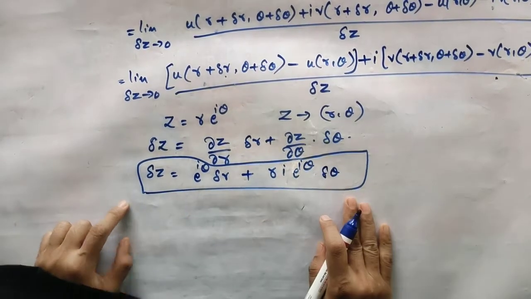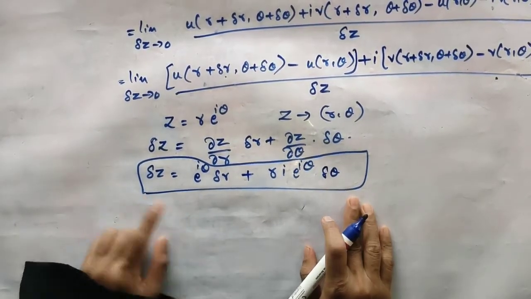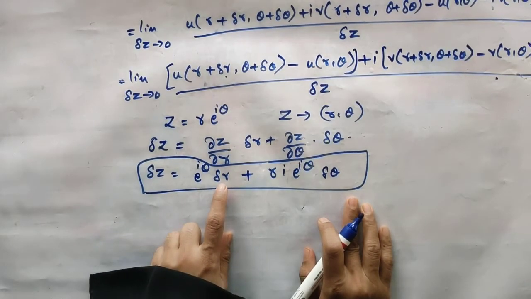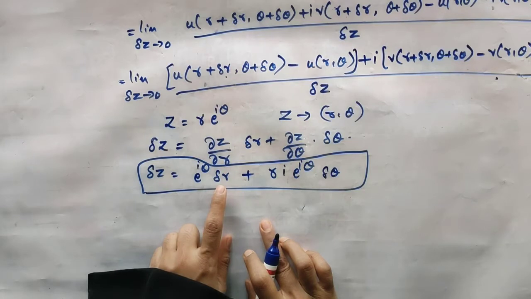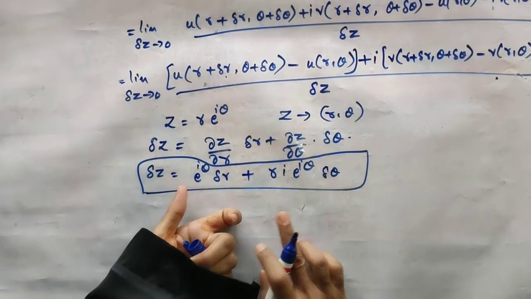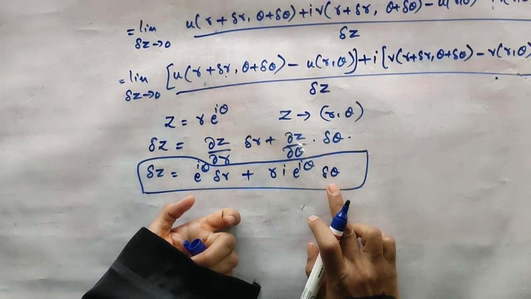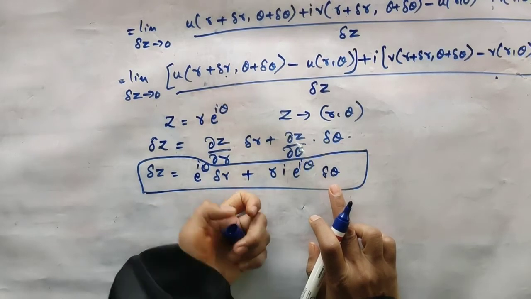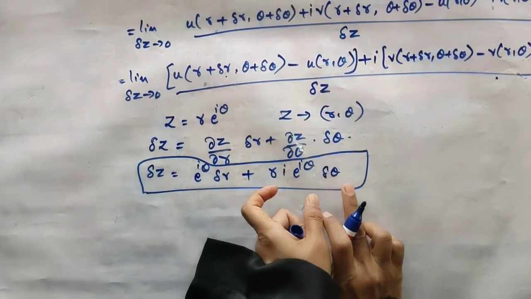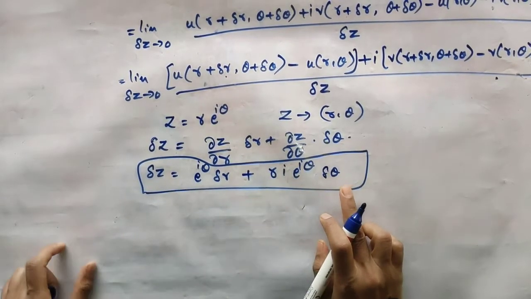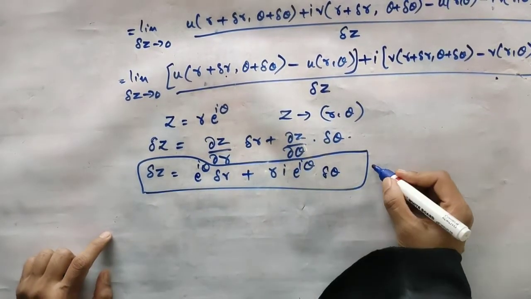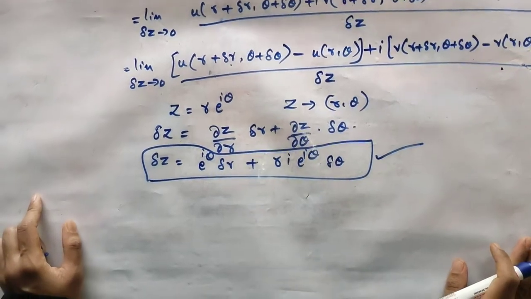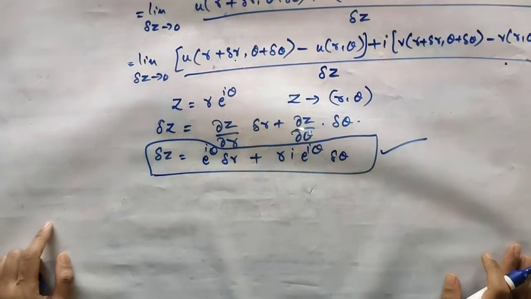Now this delta Z can turn to 0 in two ways. How can you take it? First, you can consider delta Z to be equal to only this, considering delta theta to be 0. Next, you can consider delta r to be 0 and let delta Z be equal to only this, like how we did in the previous case for CR equations in Cartesian form. The same way we do here. Only up till this step you need to be a little cautious. It is not as easy as in the previous case.